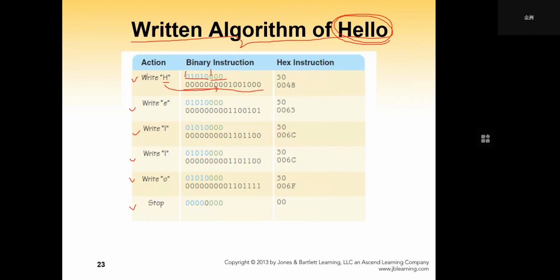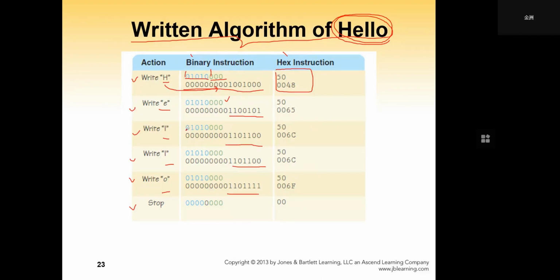Okay, so we write H. We can write the binary instructions like this, and in hexadecimal. This is the binary, this is the hexadecimal. Similarly for write E, L, L, O, the instruction code is the same, just the operand is different according to the ASCII encoding. You check the ASCII number and find each different instruction, and you can write its hexadecimal instruction, right?